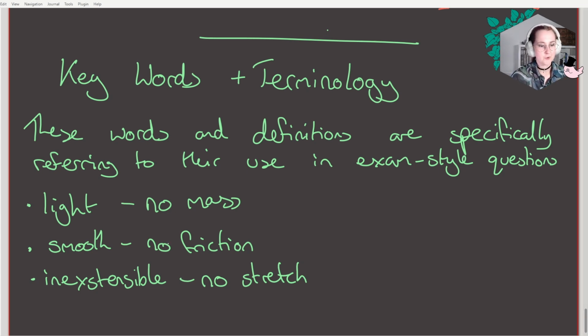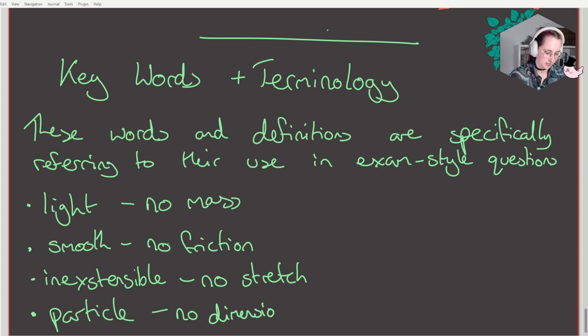The other one, technically, is particle, which is no dimension, or no size, really. So rather than modeling a ball or a person, right? People have limbs, our mass is distributed unevenly throughout all of us. That's really annoying. So instead what we do is we say that they're a dot. They have no size. They are just a particle, a single point in space.